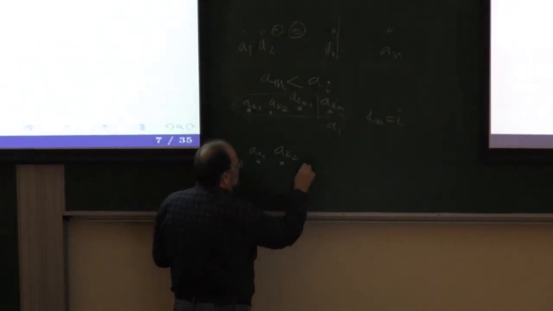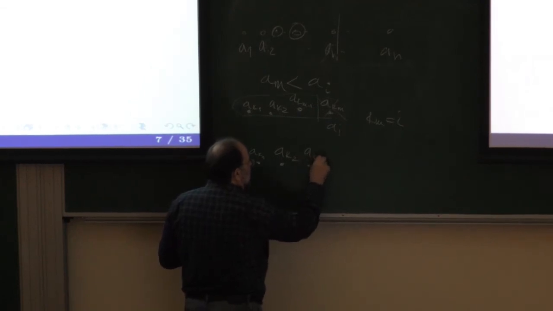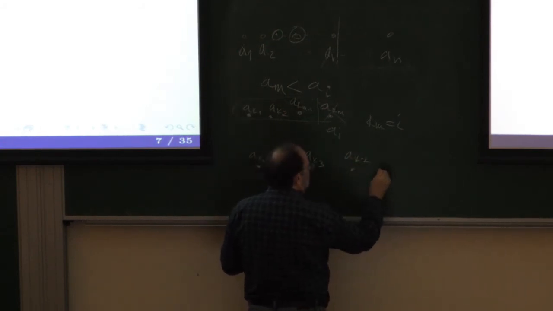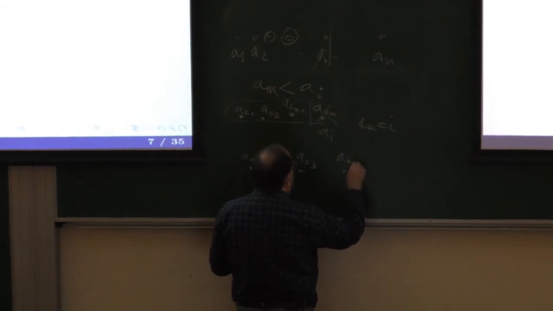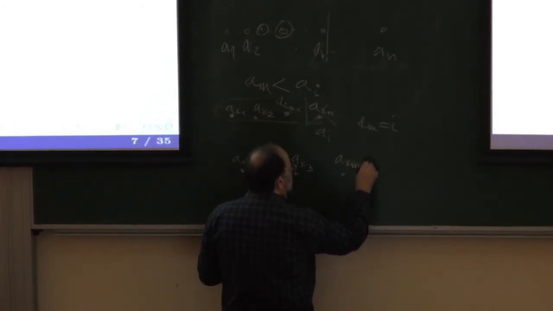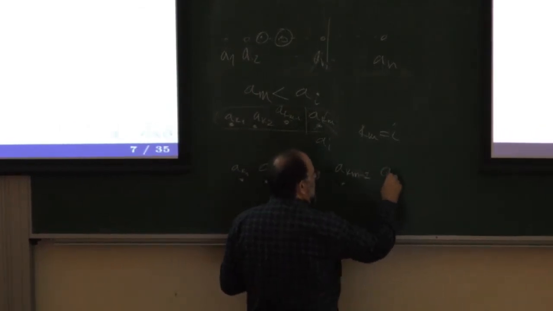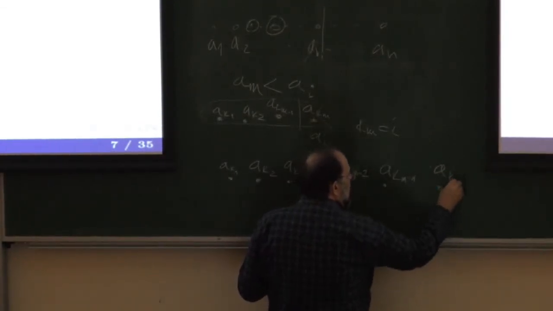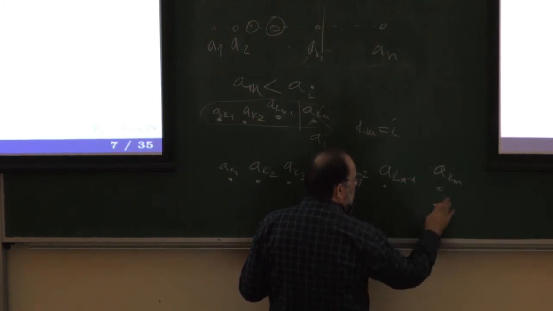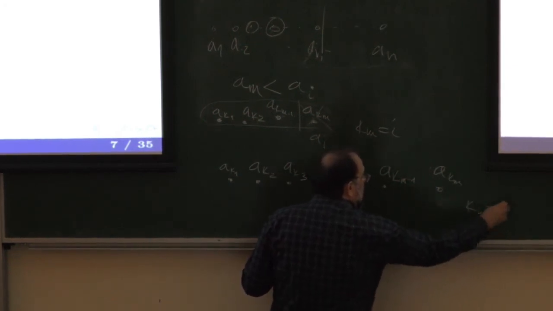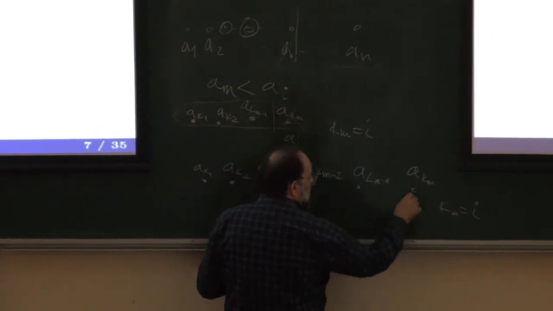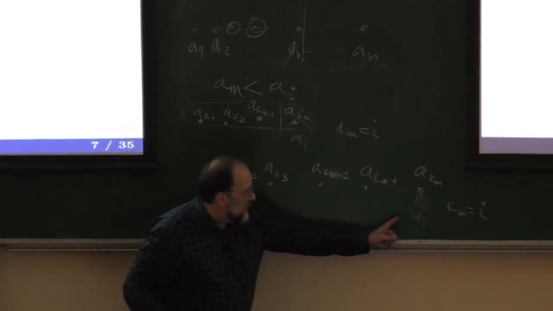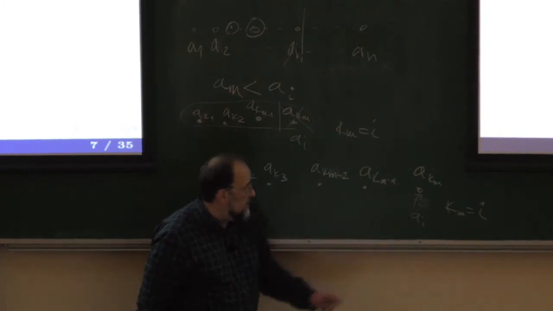A_K1, A_K2, A_K3, A_K(m-2), A_K(m-1), and finally A_Km, where Km is just the i, because we need a solution for the problem of finding the longest increasing sequence which ends with A_i.